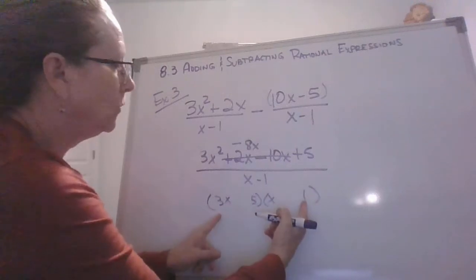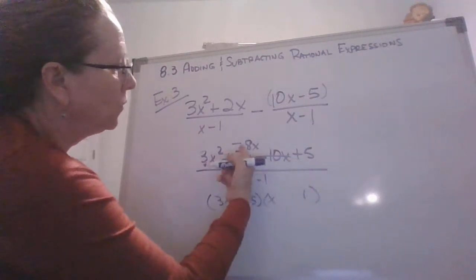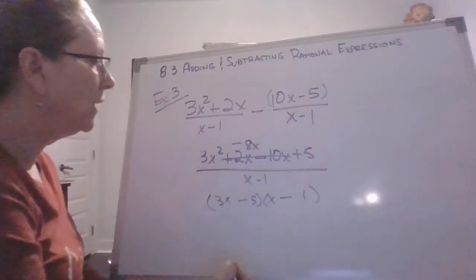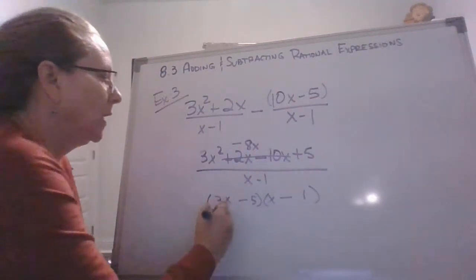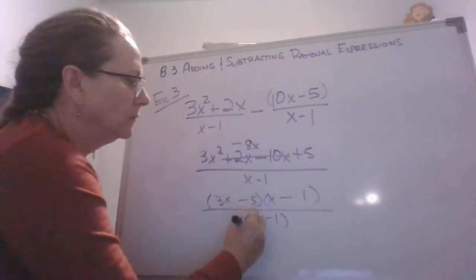5 and 1. Outer gives us 3, inner gives us 5. The signs are the same, they're both negative. So bingo, we get it. This is over our denominator of x minus 1.